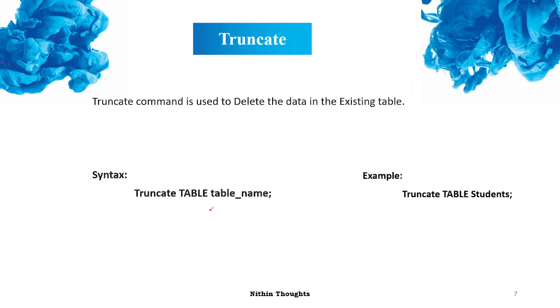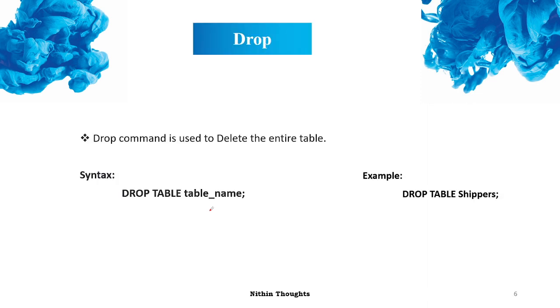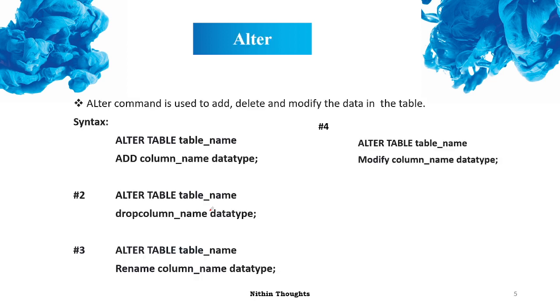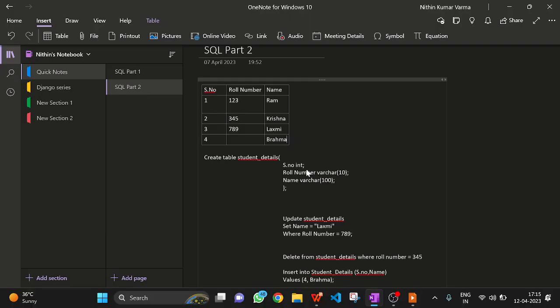If you see TRUNCATE TABLE student details, in that case the entire data inside that student details table will be deleted. And DROP, in the sense DROP TABLE student details, the entire table, not only data, will be deleted if you use drop here. ALTER, in the sense, if you want to add a column, we can directly add it with the first syntax here. If you want to add a specific column like email id of a student, ALTER TABLE student details ADD email id, and the data type will normally be varchar. You can take like 100 characters. I will show you.